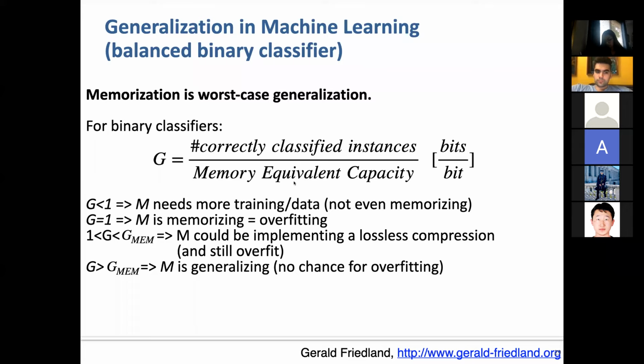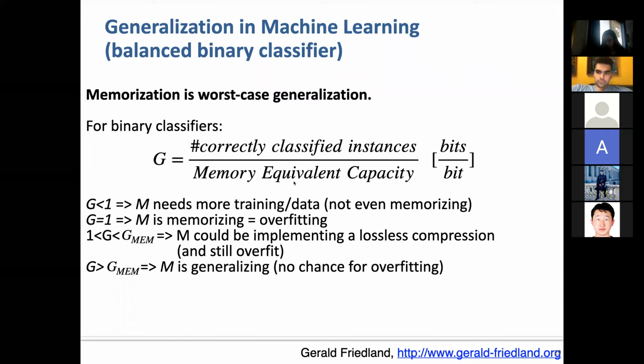So what this does, this will be 1, right, for the lookup table. If you have 10 rows with 5 zeros and 5 ones, and we do the lookup table right, then it will take us 10 state transitions, that basically would be 10 bits of memory equivalent capacity, to get 10 entries of the table right. So 10 divided by 10 is 1, right? And that means, oops, we're memorizing.